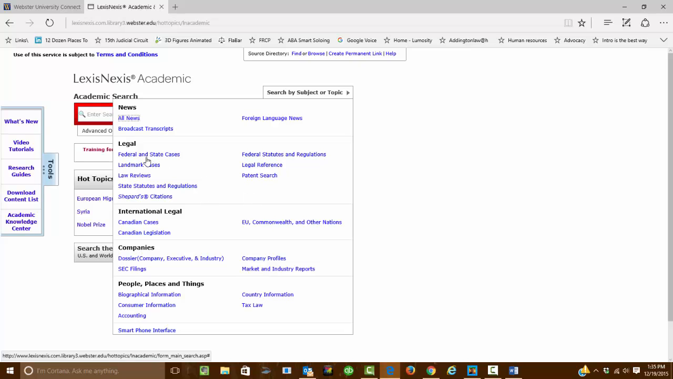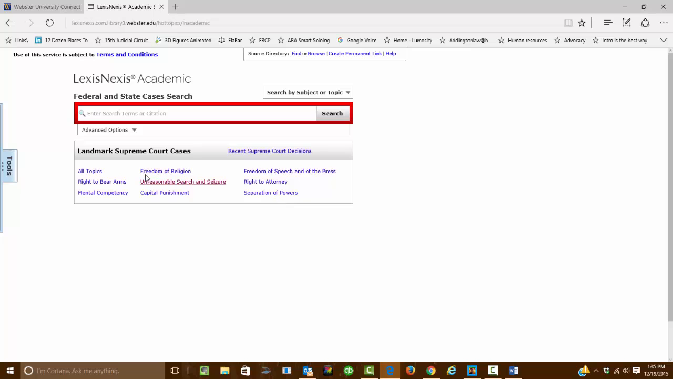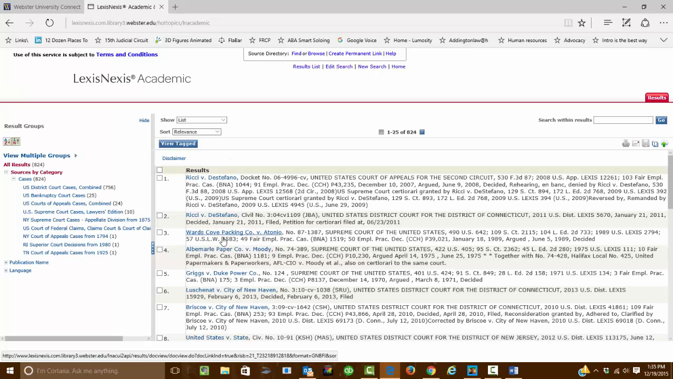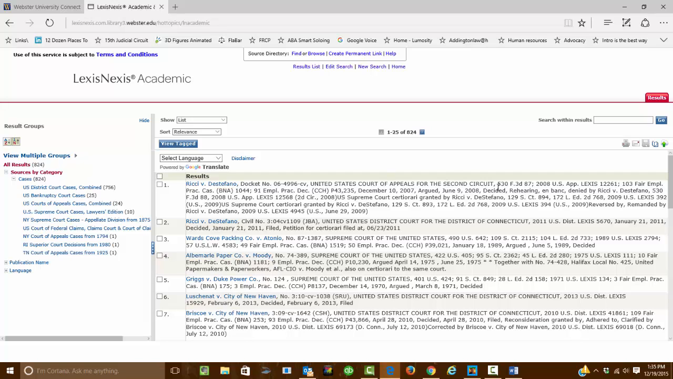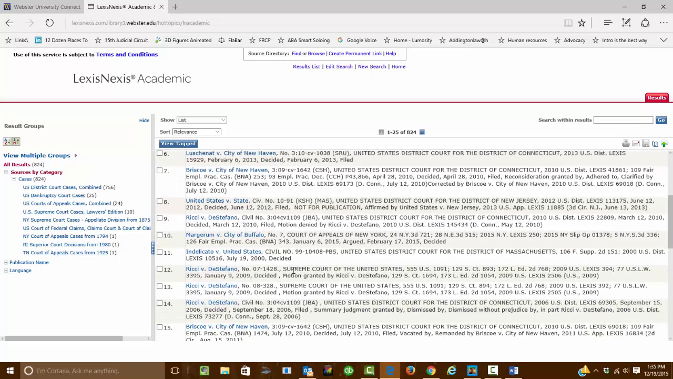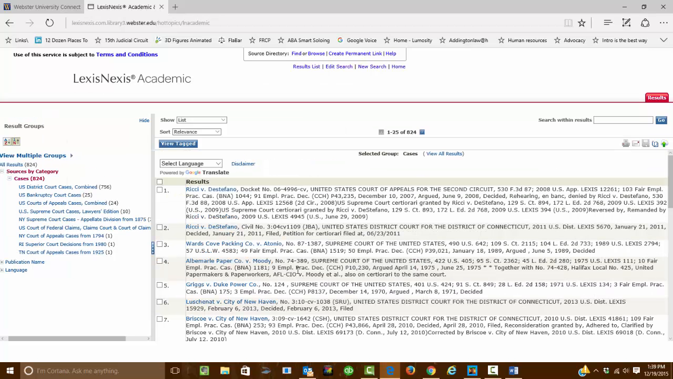Okay, since we've already familiarized ourselves with Ricci di Stefano, we'll just go ahead and go to the federal and state case search, and we'll look at Ricci di Stefano. It's signing me in, and then it's going to run a search through all of the federal and state cases, and this is where it brings it up. And here's the Second Circuit case, and the Connecticut case we saw, and other Supreme Court cases, and of course here is the United States Supreme Court case as well.